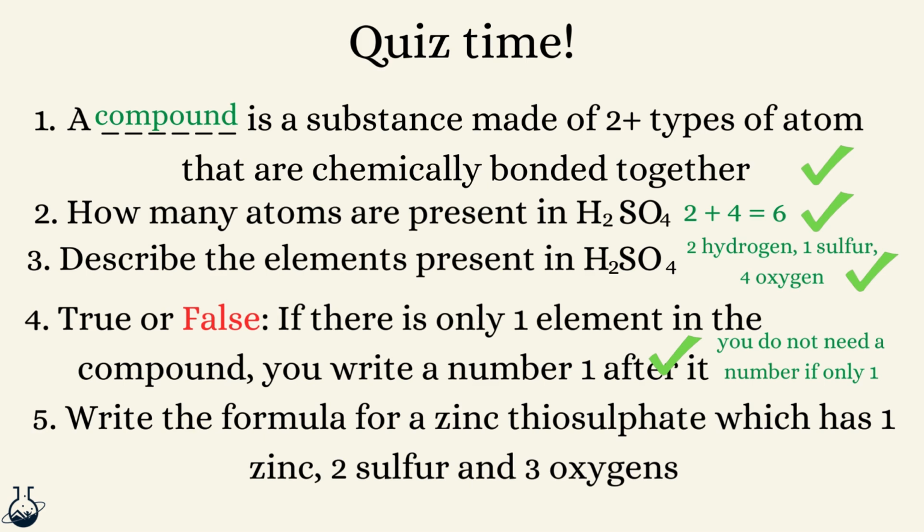Write the formula for zinc thiosulfate, which has 1 zinc, 2 sulfurs, and 3 oxygens. The formula will be ZnS2O3. Well done if you got any of these correct.